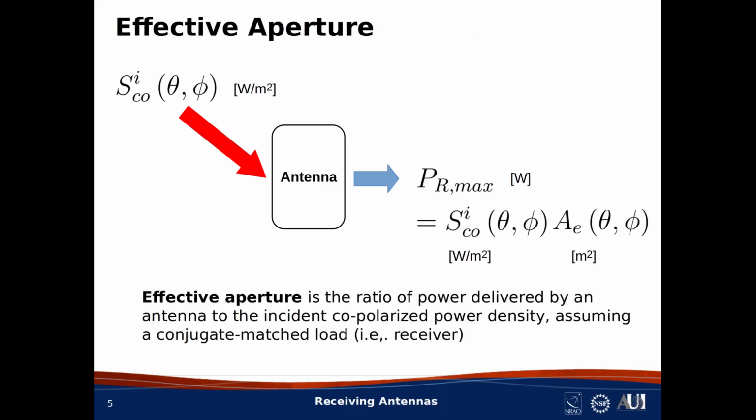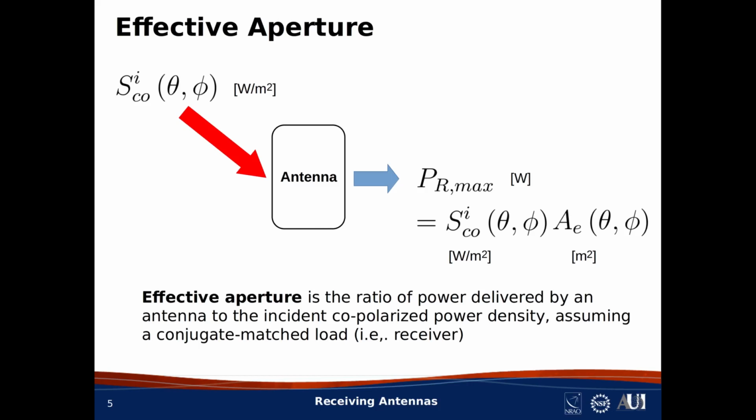Now we can define our constant of proportionality. We'll call it effective aperture, and we give this the symbol A sub E. And we note that this has units of meters squared. We further note that the effective aperture depends on the direction from which the power arrived. So A sub E, the effective aperture, is a function of theta and phi. The formal definition of effective aperture then goes like this. Effective aperture is the ratio of power delivered by an antenna to the incident copolarized power density, assuming a conjugate matched receiver. So, now, the question is, how do we determine A sub E?